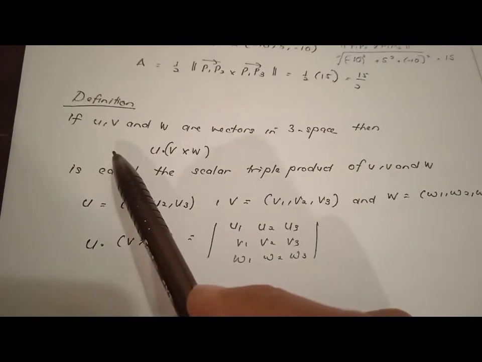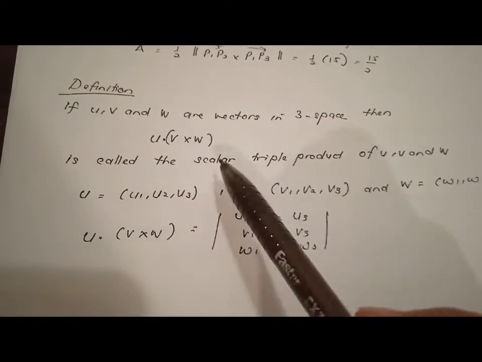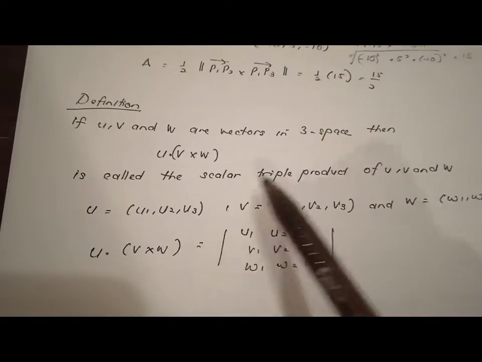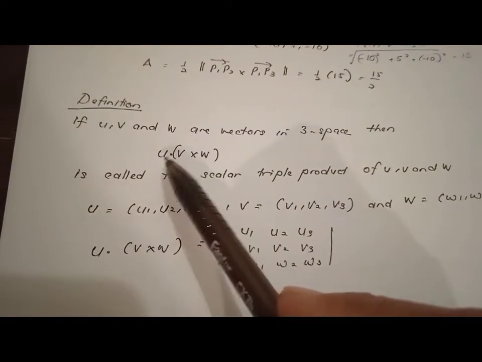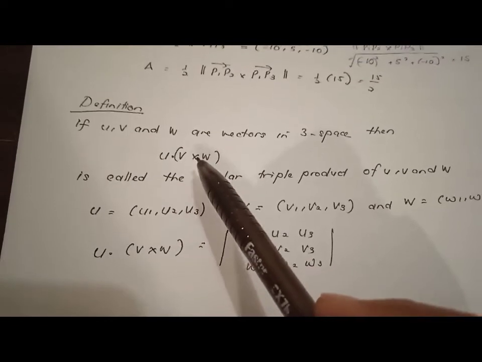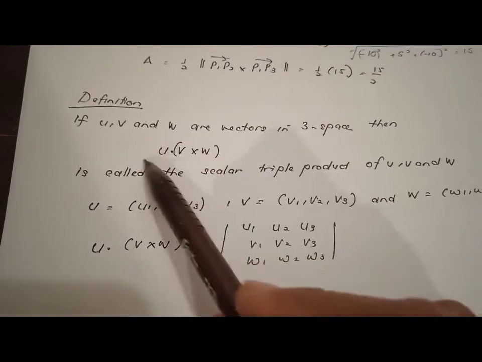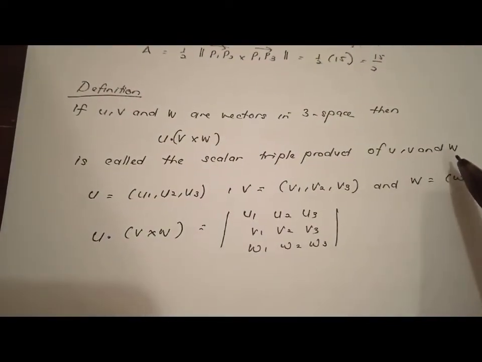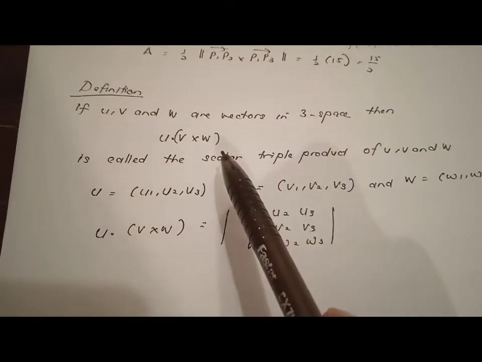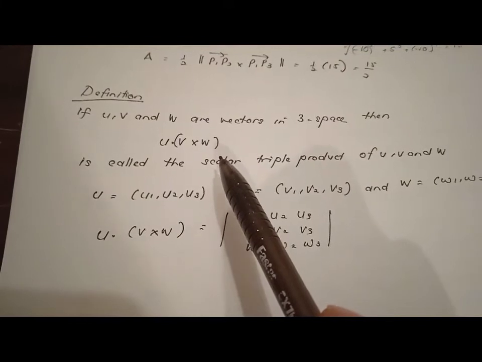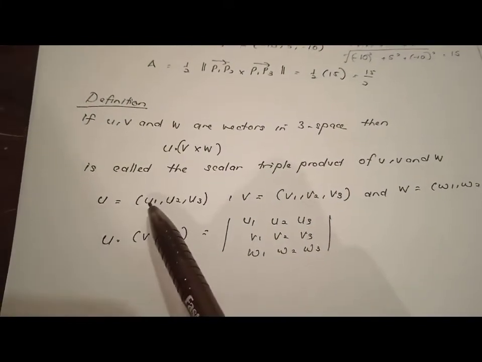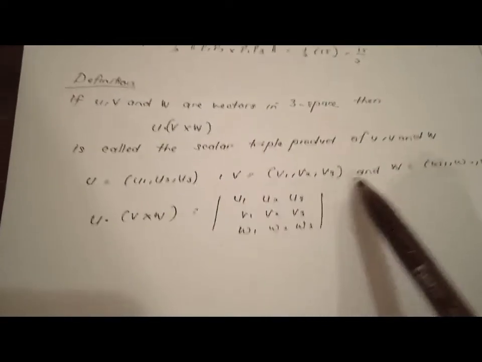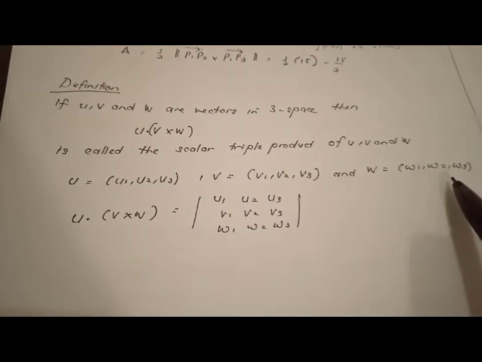Okay, next, the scalar triple product. So this is the symbol of the scalar triple product, which is U dot product, bracket V cross product W. So we call this notation the scalar triple product of U, V and W. Okay, let's say U, V and W are three dimensional. So U must have three components, U1, U2 and U3. V is V1, V2, V3 and W is W1, W2, W3.